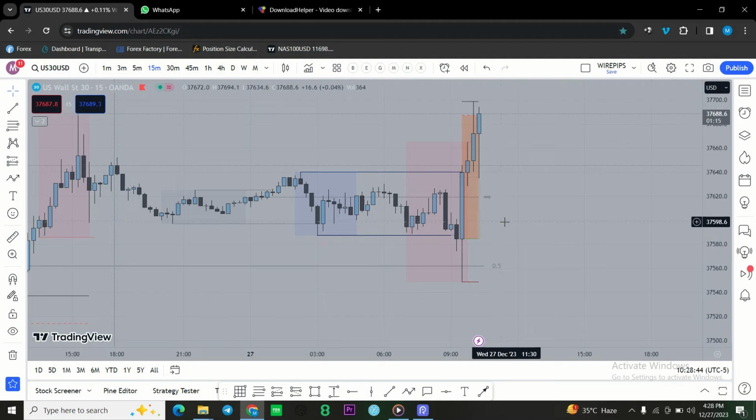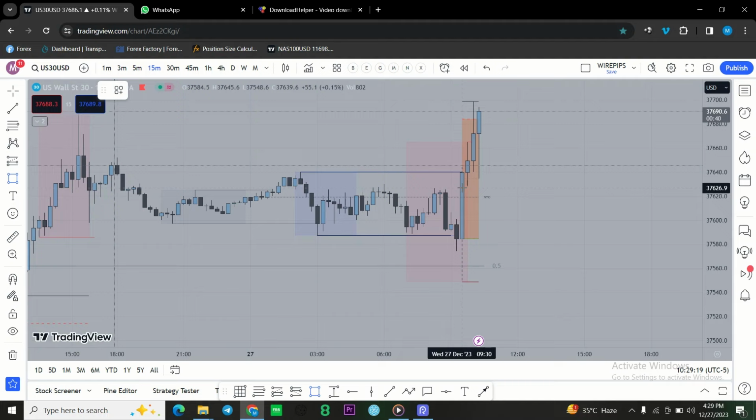So now, what did the banks do? The big banks, the big players, the big speculators in the market. First of all, when the market opened, when New York came on, they pushed this market down to this level. They swept the London low. This is the London low. Then they pushed the market up with high momentum, so high that it had to push up with an imbalance. This is an imbalance here.